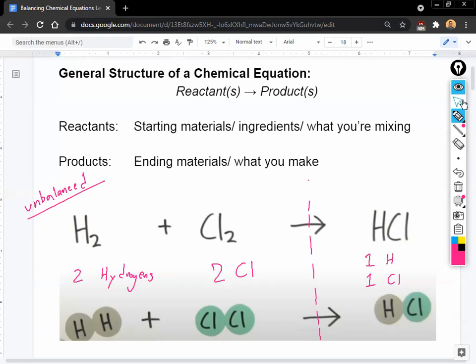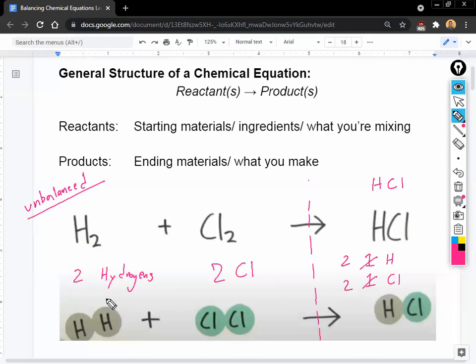Okay. All right, so in order to balance these equations, what we need to do is count how many of each element we have on both sides. We said that we have two hydrogens and two chlorines on the left. And on the right side, we have one hydrogen and one chlorine. So which side needs more of each element? The right side, the product side, good. So what that means is I'm going to have to add one more HCl. Because if I add another HCl, how many H's do I have now on the right side? Two. And how many Cl's do I have?